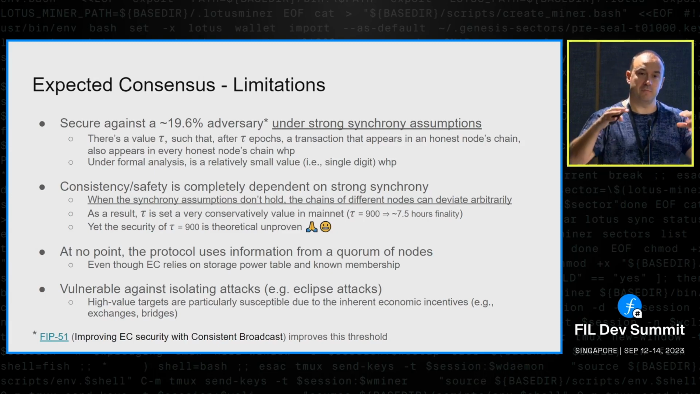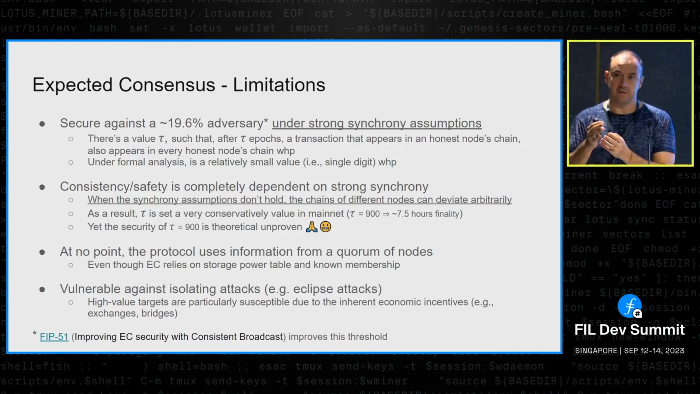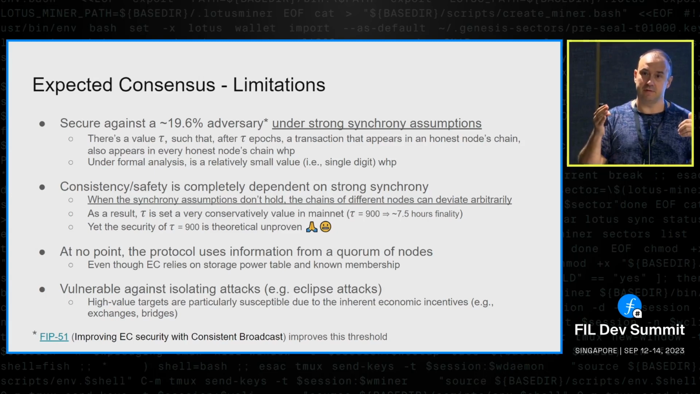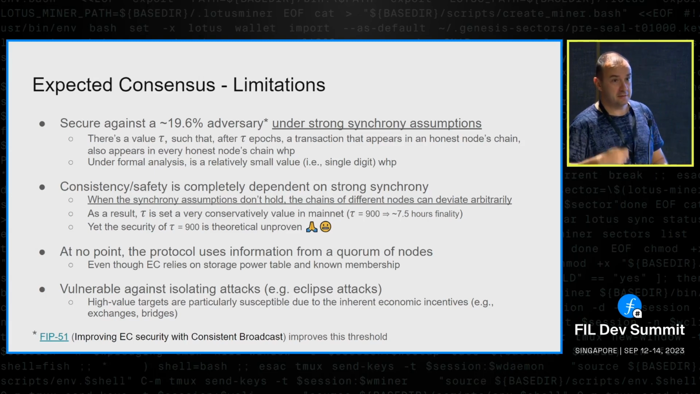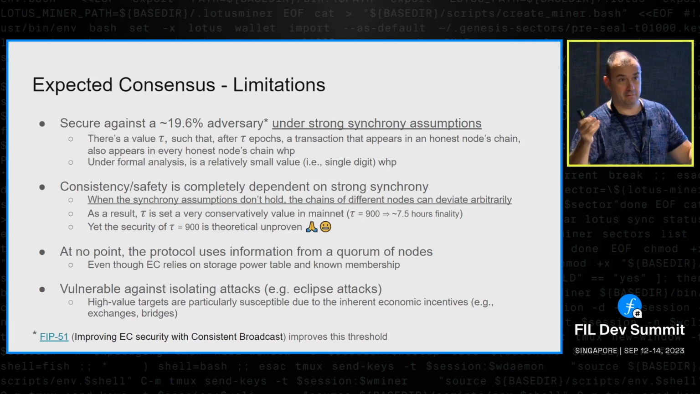Strong synchrony means that the messages are delivered on the network within a bounded time. And since you cannot say on the internet with precision what this bounded time is, we take a very conservative time, which is 900 epochs, about 7.5 hours, and then we have practically longer finality than Bitcoin and so on. So this is a huge pain point.